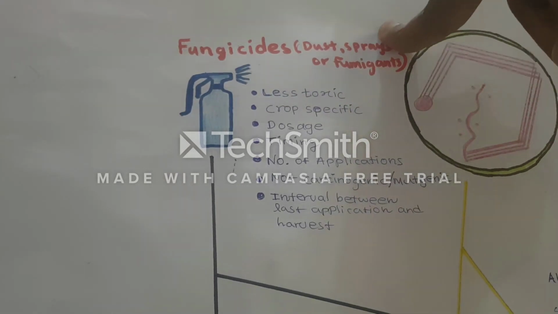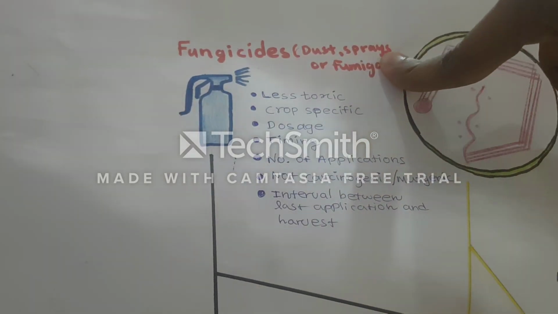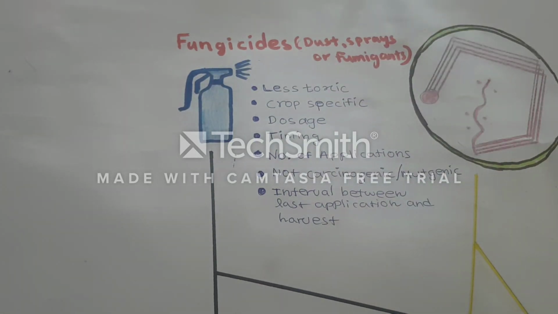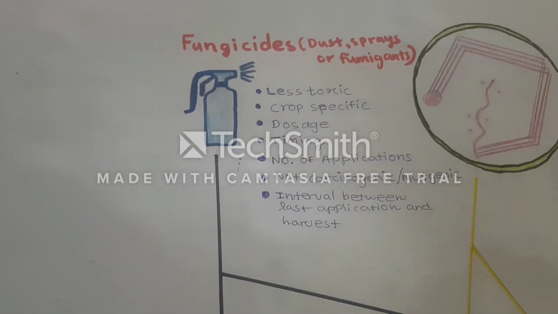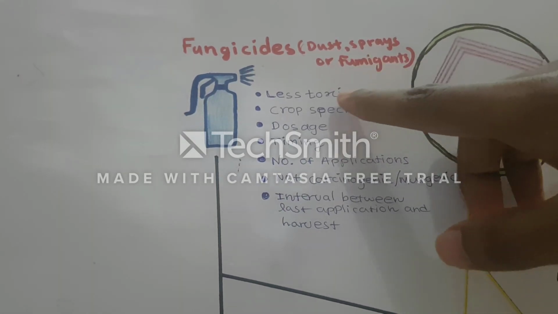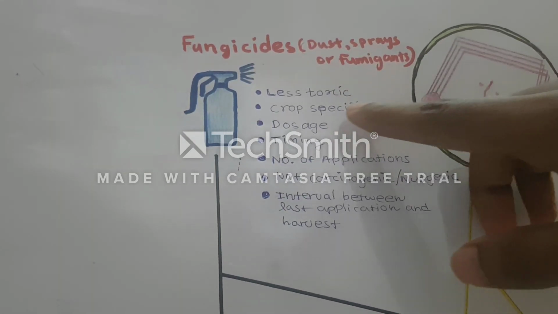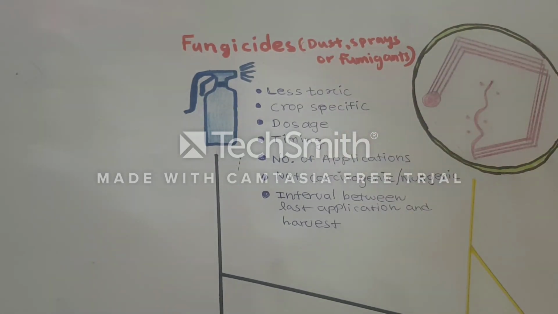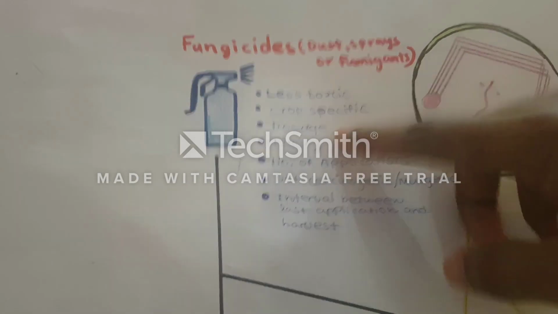Fungicides can be found as either dust, sprays, or fumigants. Fumigants are chemicals that are injected inside the soil so that the soil can absorb them and produce the effect of a fungicide. So what are the factors we have to consider when using fungicide? The fungicide that we use should be less toxic so that it is less harmful to the people who are going to eat these plants. And the fungicide should be crop specific, because we should only target a specific crop.